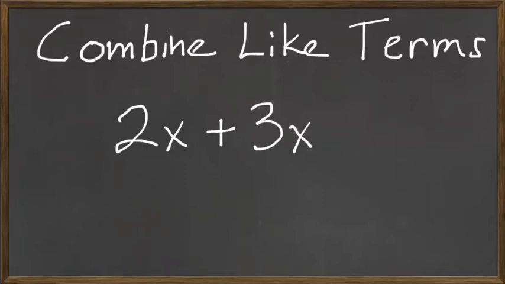Let's combine the like terms 2x plus 3x. We take the coefficients 2 and 3 and add them up. 2 plus 3 will get 5x.